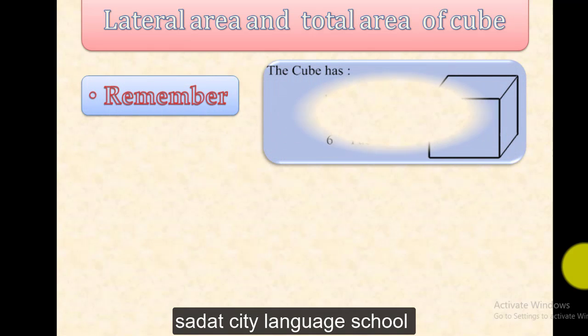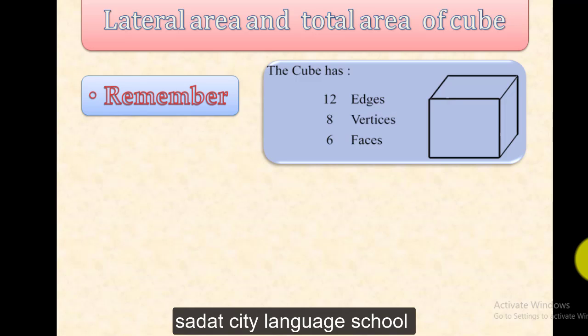Cube is one of the solids. A cube has 12 edges. Where is the edge? This represents an edge. We have 4 lateral edges, 1, 2, 3, 4, and we have 4 down, 1, 2, 3, 4. So the cube has how many edges? 12 edges.